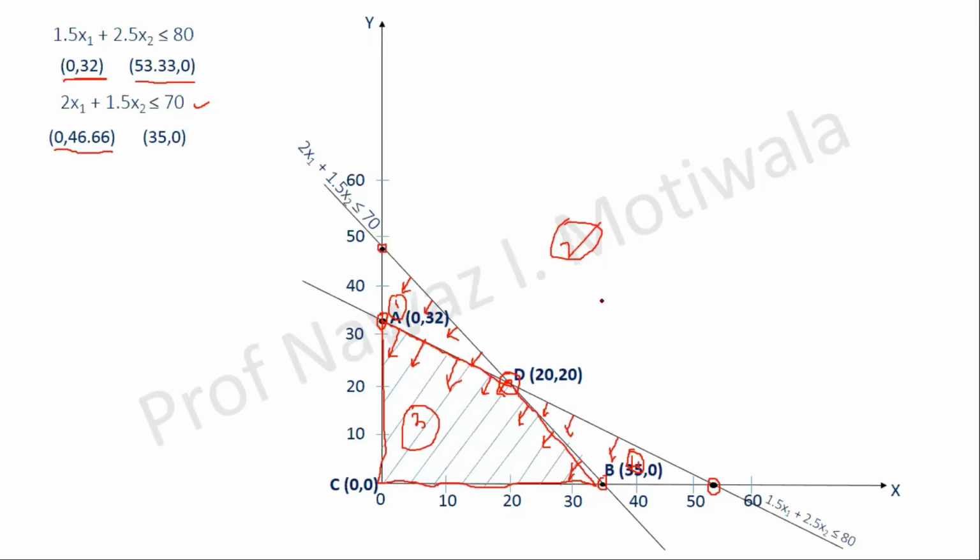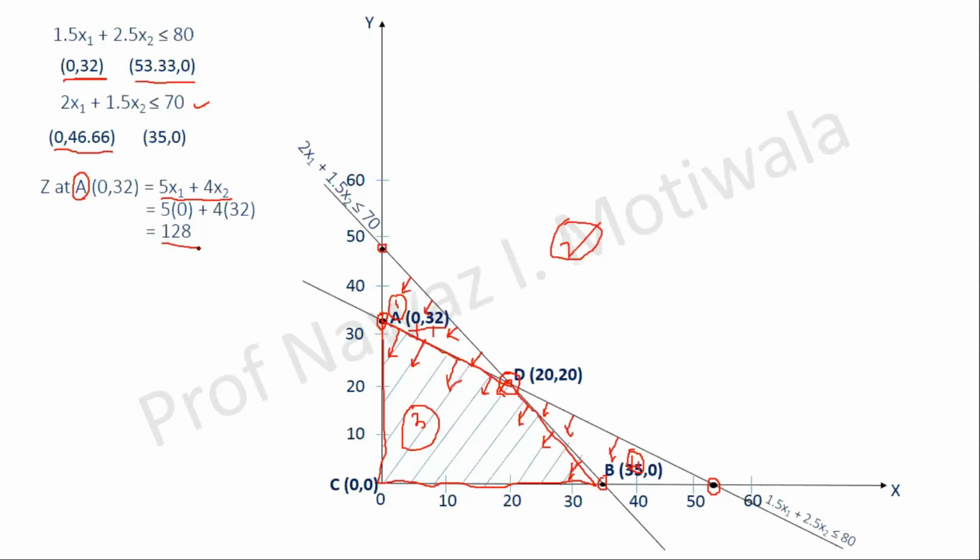Next step is quite simple. You just have to substitute the values of these points in the objective function which you have already defined. My objective function was this: 5x1 plus 4x2. Now I consider the point A. What is my A? A is 0, 32. In place of x1 I will put 0, in place of x2 I will put 32 and compute the answer. So I will get the answer as 128.